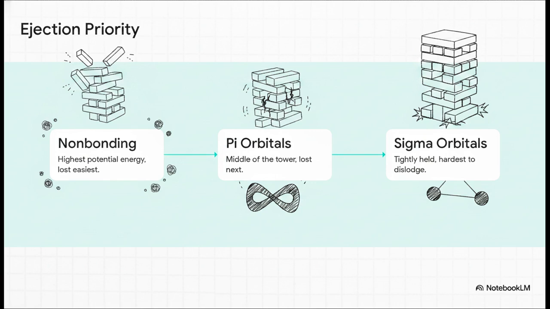Step 2, the pi orbital electrons, like the ones you find in double bonds. They're a bit more structural, sitting right there in the middle of the tower. And step 3, the sigma orbital electrons. These are the single covalent bonds holding the very framework of the molecule together. They are the tightly held foundational blocks at the very bottom, and they are absolutely the hardest to dislodge.